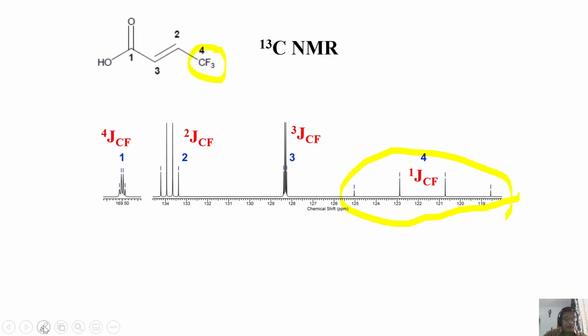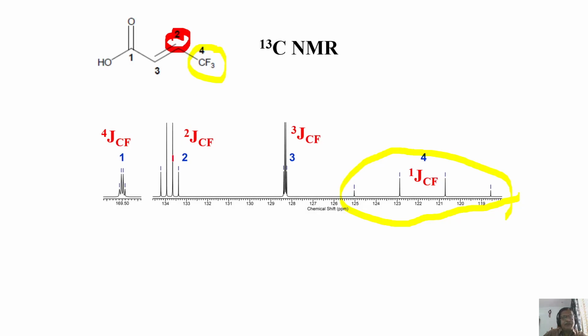Okay. Now we can go ahead further. What is the next one? The next carbon is this. This carbon can also couple to fluorine. Again, it has to be a quartet. So how many bonds is it separated?